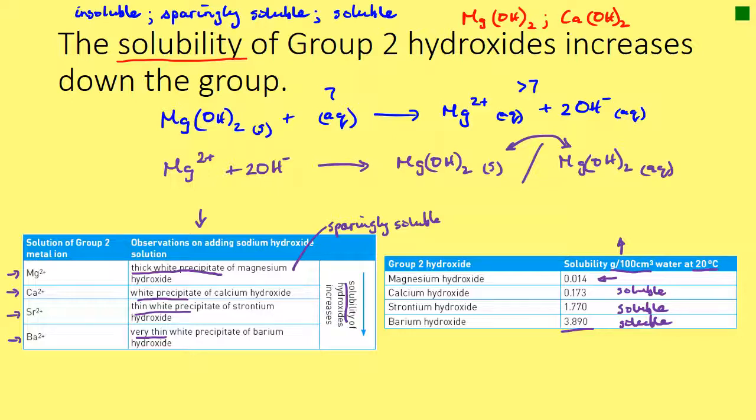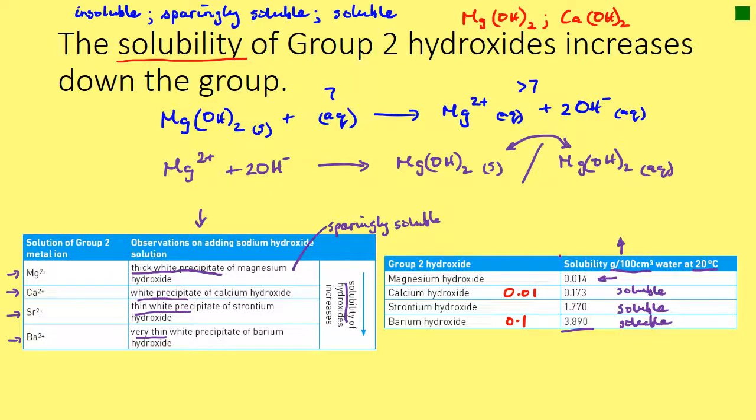If you did that, what you would find is the solubility of calcium hydroxide is about 0.01 moles per dm cubed, whereas barium hydroxide, for example, is about 0.1 moles per dm cubed.